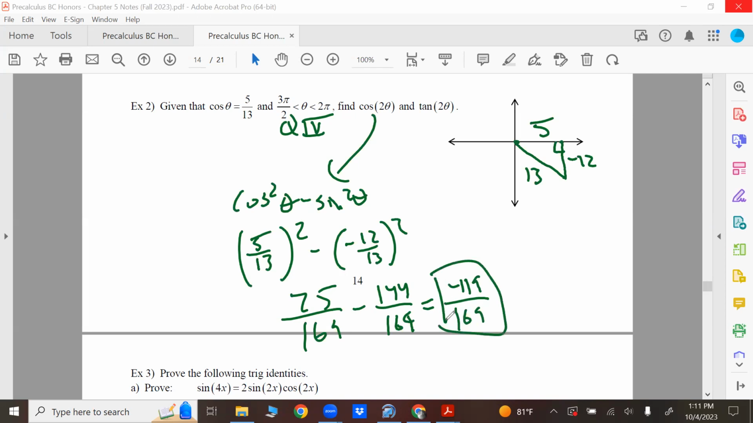And it should be negative because the angle is somewhere between 270 and 360.